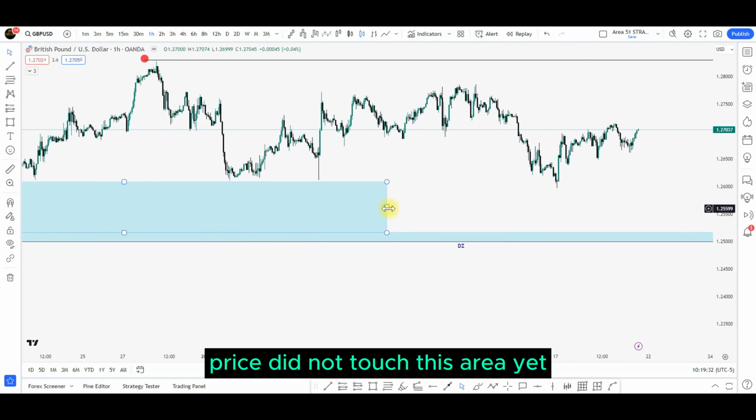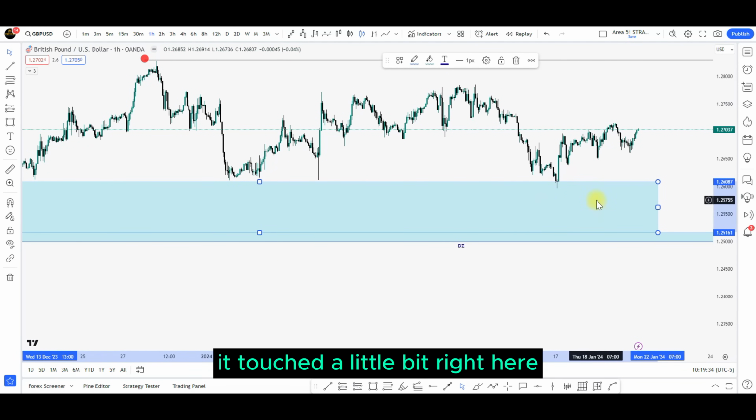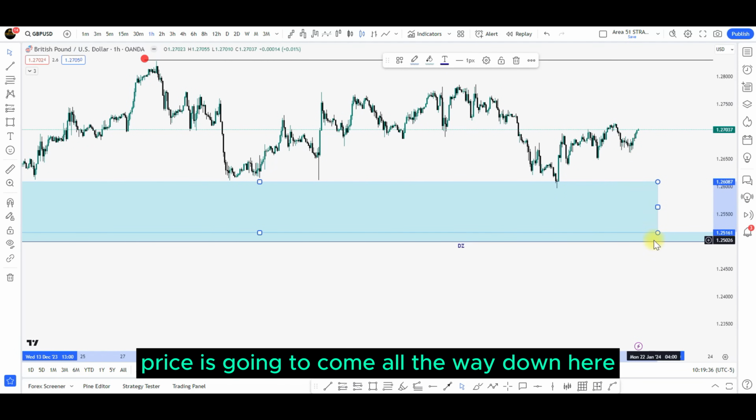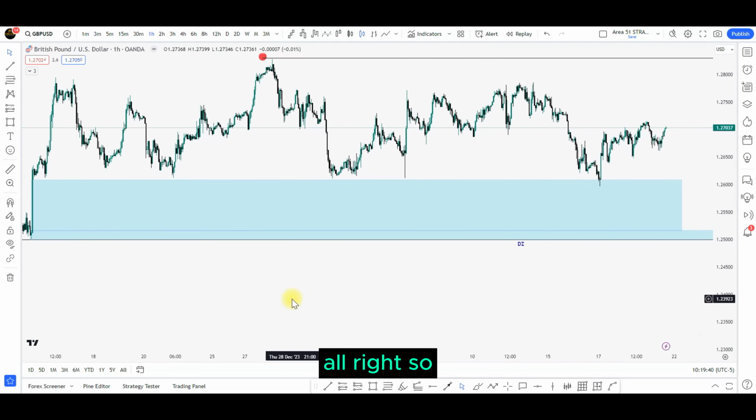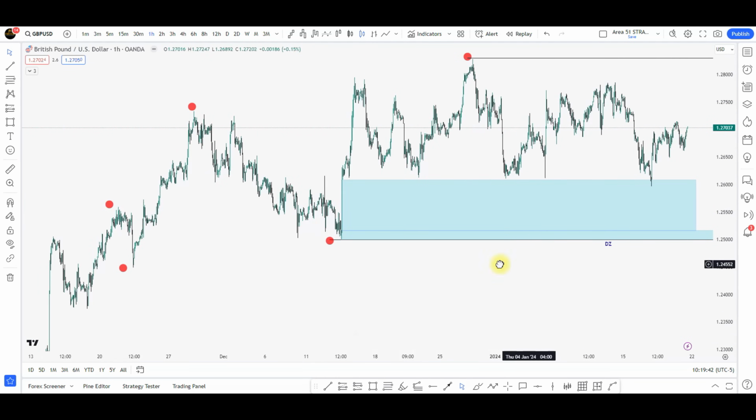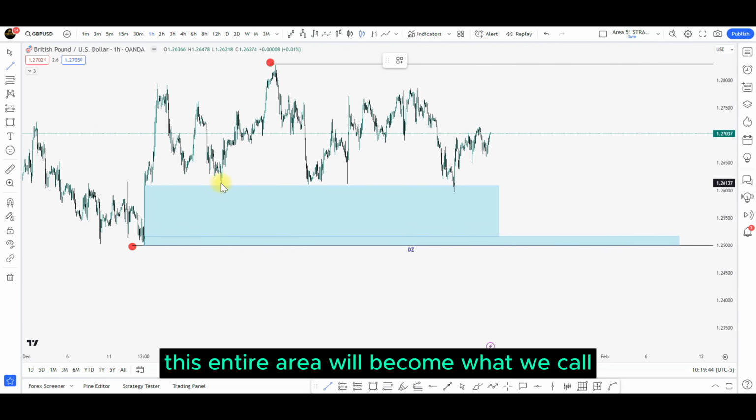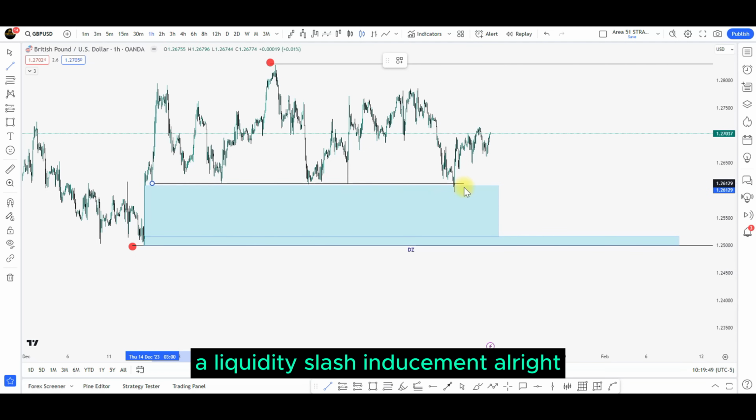Price did not touch this area yet. It touched a little bit right here, but I believe that price is going to come all the way down here before it continues to the upside. All right. So this entire area will become what we call a liquidity slash inducement.